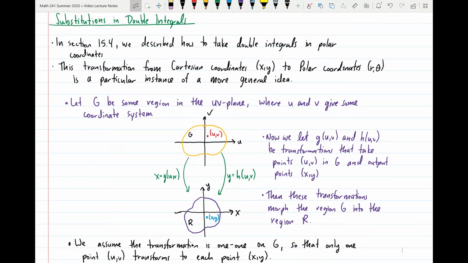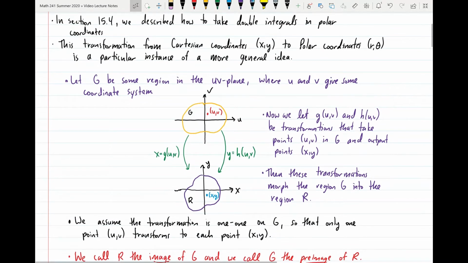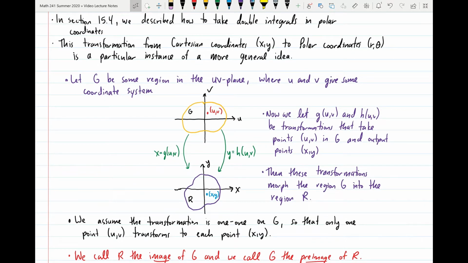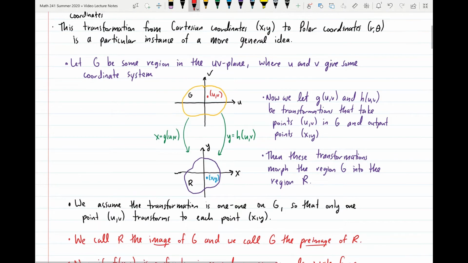Let G be some region in the UV plane, where U and V give some coordinate system. U and V are just variables, and we set them up in a plane so that U goes where the x-axis would typically go and V goes where the y-axis would typically go. We can pick any point inside that plane and represent it with coordinates U and V for some U and V. We call that region in the UV plane G, and it's the region in yellow in the diagram here.